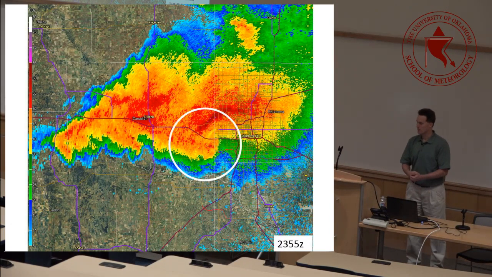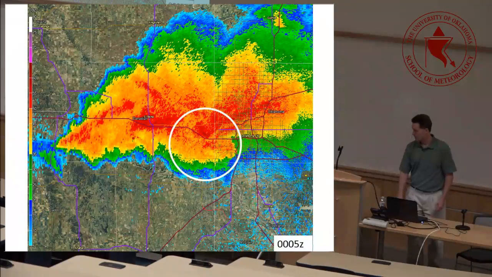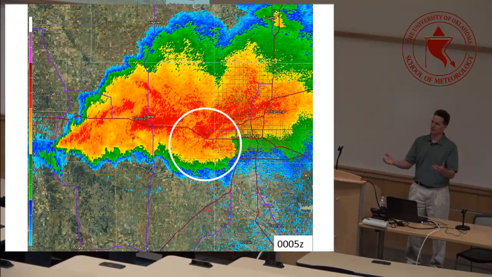Again, now look at the appendage. Instead of a nice classic hook echo, it's a very large area of precipitation. This would be opaque. You wouldn't see through this. The rear flank of the storm looks like its own core. And again, this is where it wraps up. What would you suspect is happening at this point?